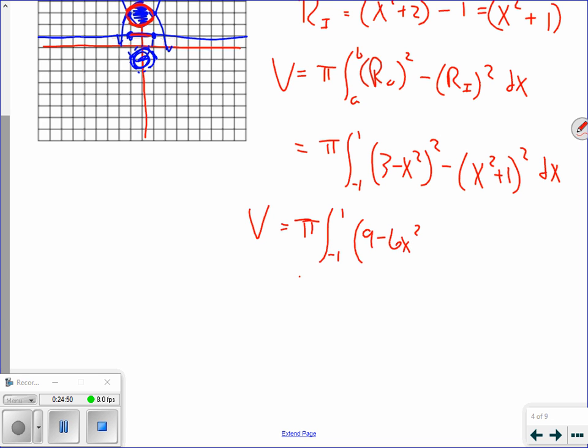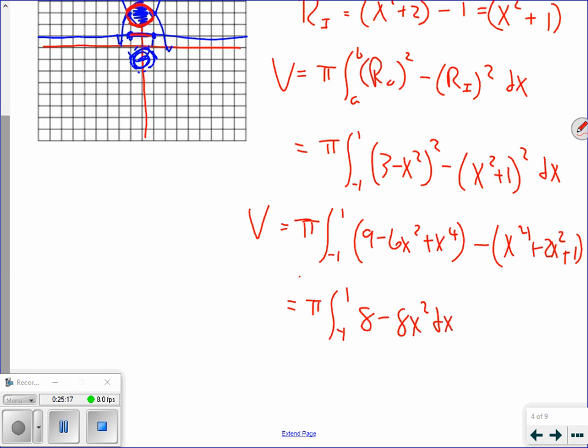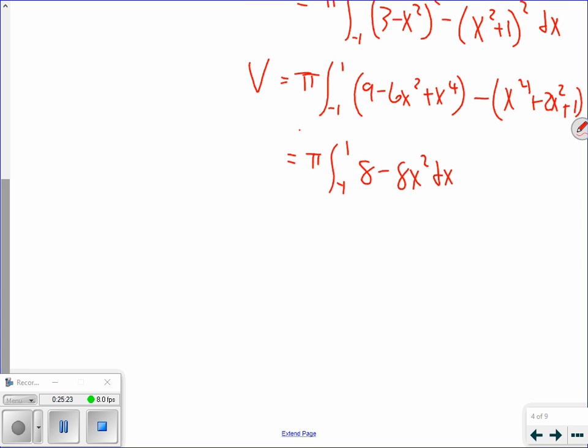It's 9 minus 6x squared plus x to the 4th, minus x to the fourth plus 2x squared plus 1. And I think this actually reduces down pretty nice. I'll let you pause the video and try it on your own if you want to. But I'm getting 8 minus 8x squared when it simplifies. And then you can integrate and solve. Actually, there's a GCF of 8 we could take out to make our lives a little bit easier if you want. So that's nice.